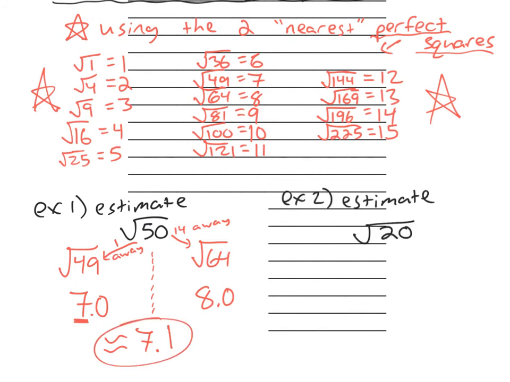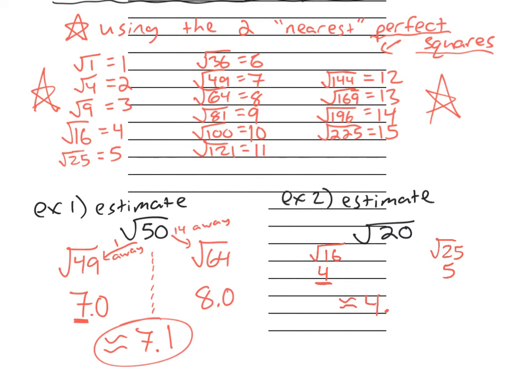All right, square root of 20. Again, find where it is between what perfect squares. So it's going to be 16 and 25. So write those down. 16 is just left of it, and 25 is to the right of it. Okay, so we know the square root of 16 is 4, and of 25 is 5. So we already know the first digit of our estimation will be 4 point something.